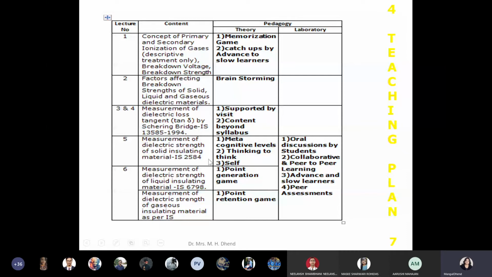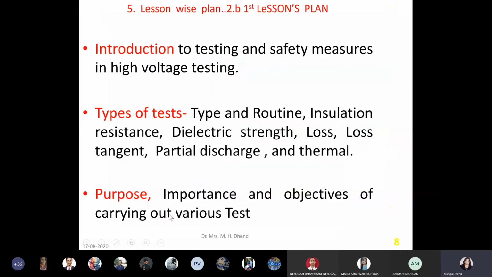Then measurement of dielectric strength of solid and liquid insulating material. We will also focus on metacognitive levels, meaning you will think, and you will think to think, learn to think how to think. So that way we will see. Now you know the memory map concept, so here we will focus in depth, and then the point generation game, you know it. Now we will play the point retention game. In this unit you will create a memory map, and we will take one memory map, and all students will focus on that memory map to retain the points, and let us see who can retain the maximum points. That game we will play. So be ready to actively participate. Don't just log in. I will come to know who has only logged in.